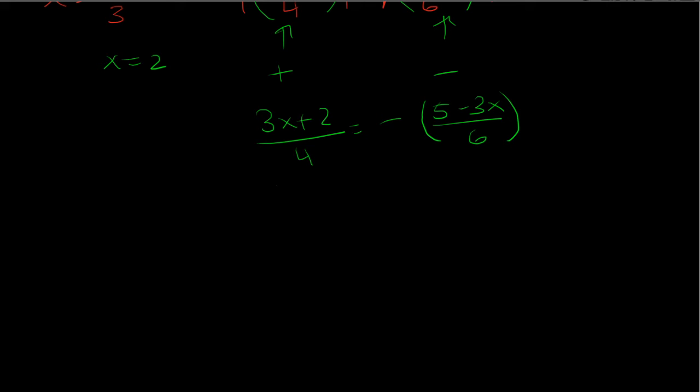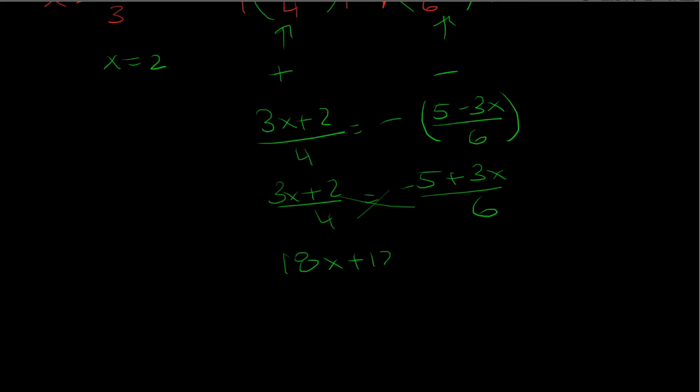So, let's see. We're going to distribute the negative, and then cross multiply. Okay, so we get 6x equals negative 32, so x equals negative 5 and 1/3.